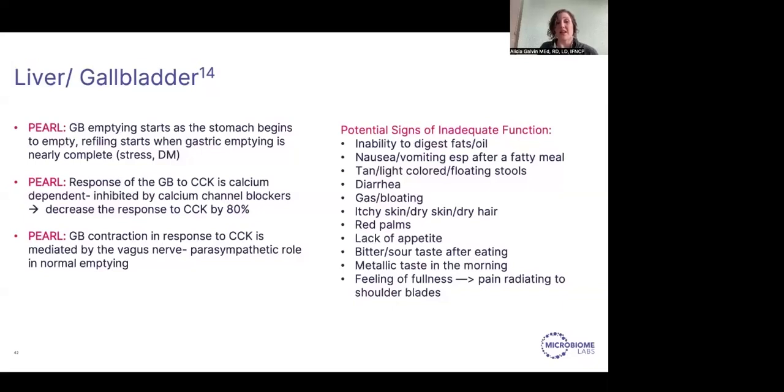The other thing is that the response of the gallbladder to CCK is calcium dependent. So what if you have somebody who's on a calcium channel blocker for blood pressure? You might be decreasing that CCK response by about 80%. So you could have someone who's got a not as reactive gallbladder to these signals if they're taking certain medications. And then also, if someone's overly stressed and they're in a chronic sympathetic state, the gallbladder is mediated by the vagal nerve. And so if someone's really stressed out and they're not in a parasympathetic or a rest and digest state, they won't be able to respond to that CCK as efficiently. And then these are some other signs of inadequate function that you can have as your reference.